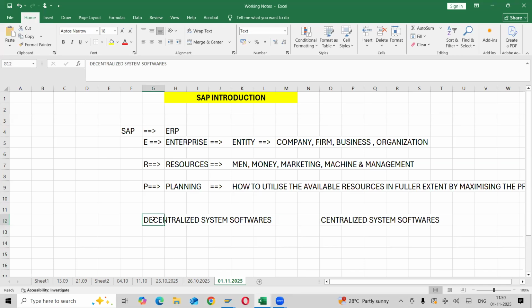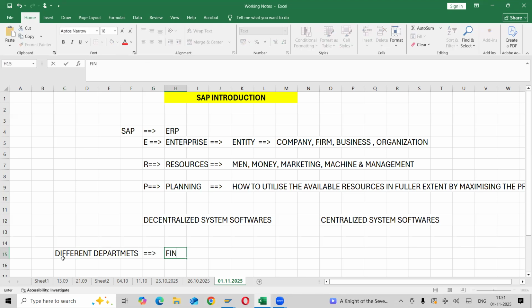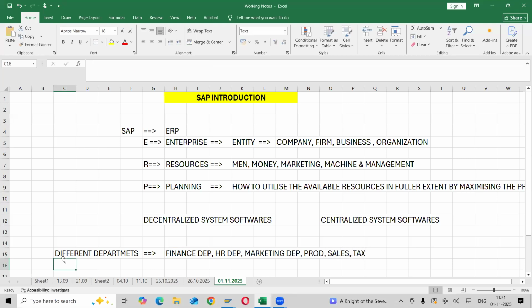So what do you mean by decentralized software? In my organization, my company, my firm, my business, we have different departments. For example, a finance department, HR department, marketing department, sales department, production department, tax department. Like this, we have different departments, and all departments are working under one organization, one company, one firm, or one business.